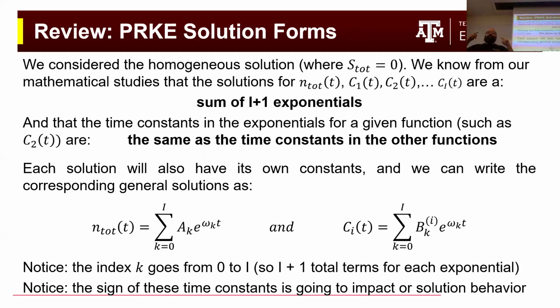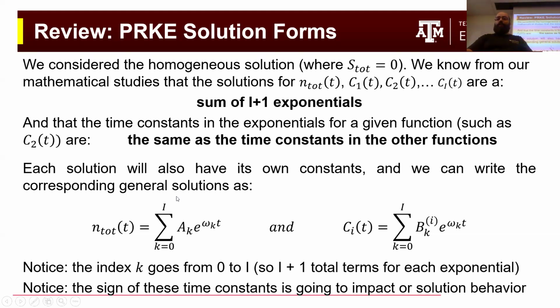The solution to the point kinetics equations is a sum of exponentials. If we have I plus one equations, we're going to have I plus one exponentials for each solution. The time constants in those exponentials are going to be the same. So if I write my P of t equation and my Ci of t equation, the omega time constants are the same for both functions.